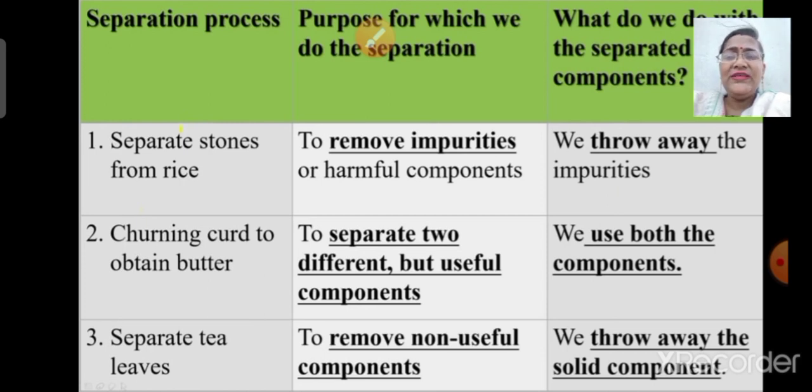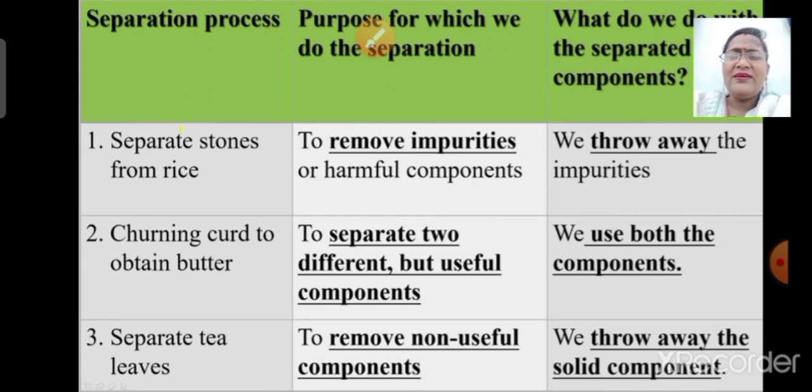So let's take the first example here, that is to separate stones from the rice. So why are you doing this, children? To remove the impurities or harmful components like stones or insects, which are impurities and they are harmful for us. That's why we are doing separation here. And what do we do with these impurities, children? The stones or insects you pick up from the rice, you always throw away.